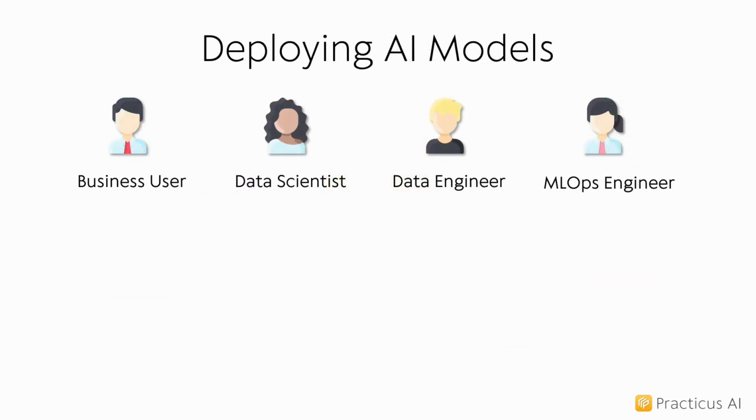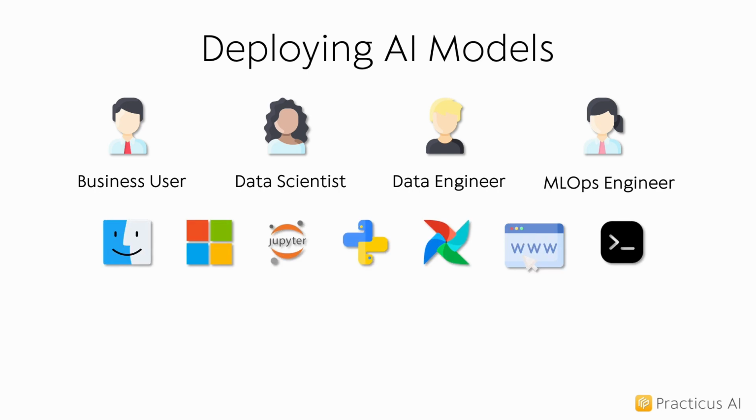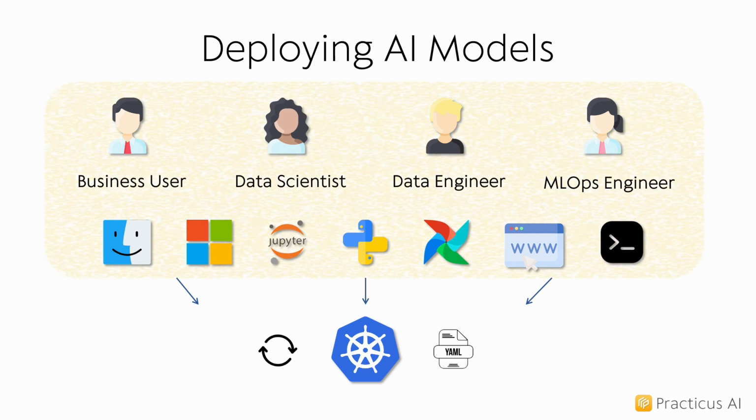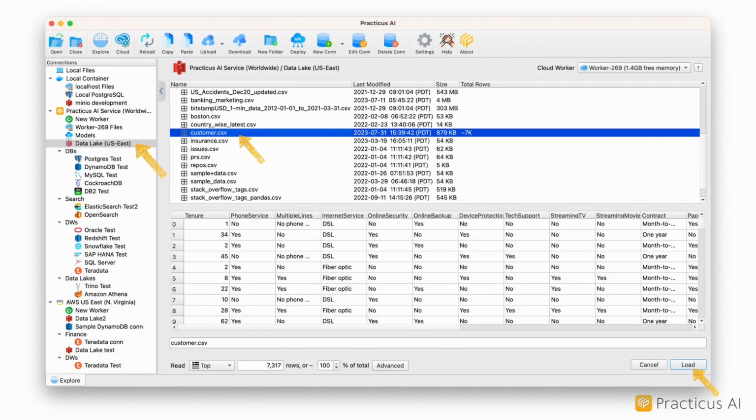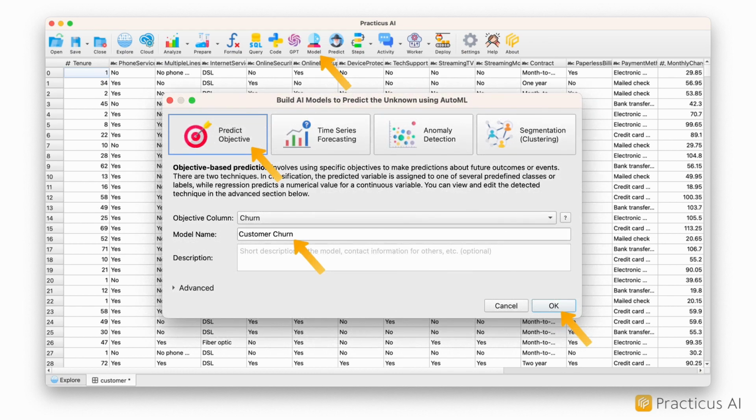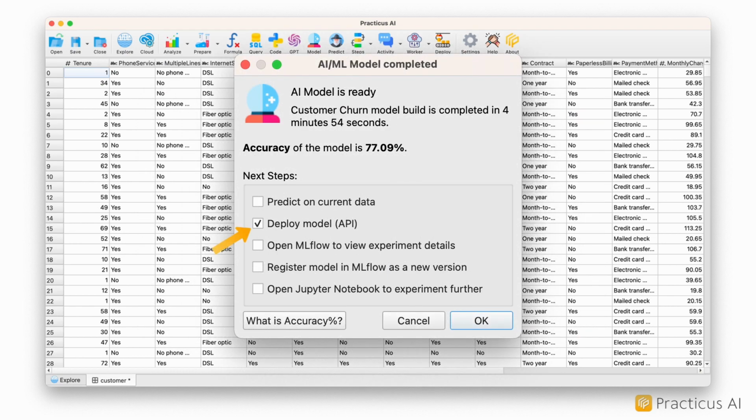Let's start with deploying AI models, and different personas can choose different methods. Behind the scenes, everything leads to an open, well-documented, and repeatable infrastructure as code. We will take a look at the user experience first, and then discuss the technical implementation of how this all works. I will load some data from my data lake, and then build a model to predict customer churn using AutoML. When done, I will deploy my model as an API.